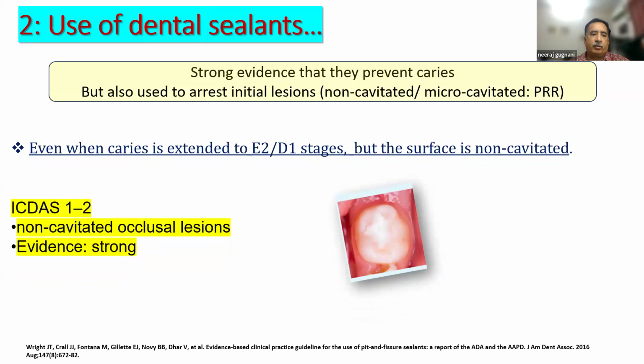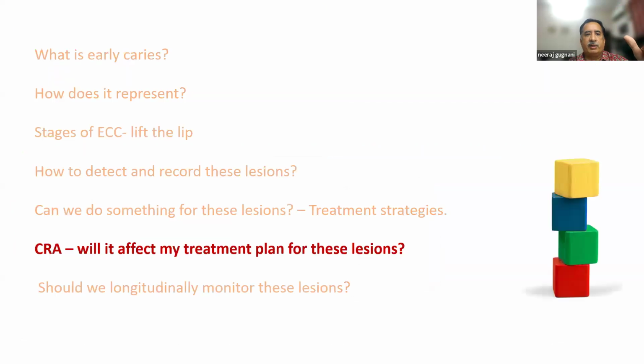So for ICDAS 1 and 2 lesions, when the non-cavitated occlusal lesions are there, you can simply seal the surface. The same principle is used when we restore a primary tooth by the Hall technique, that we just seal the area so that bacteria don't grow, and that's why the caries progression will stop. But when there is already a cavitation, then this process directly will not be used. So for microcavitations, you have to use a PRR technique, and for a cavitated lesion, you have to use some minimal invasive strategy. Use of dental sealants is mainly for those non-cavitated lesions which show radiolucency to E2 or D1 stage, but the surface is not cavitated. That's very, very important. Clear?